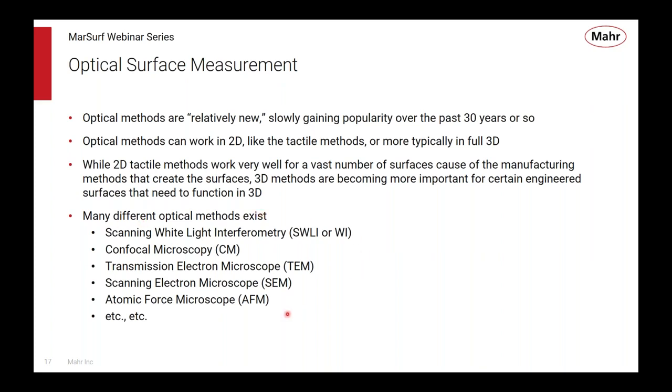There are a lot of different optical methods out there. There are even more than I've got here. At Mahr, we really focus on the first two, white light interferometry and confocal microscopy, but there are electron microscopes, and there are atomic force microscopes. All of these get into smaller things than we're used to dealing with, and higher resolution, but they're also incredibly expensive and incredibly rare. You find them in a lot of research environments, but not that many manufacturing environments.